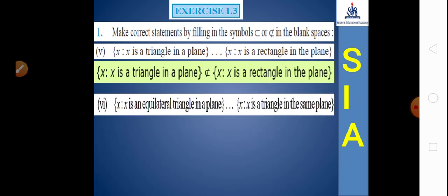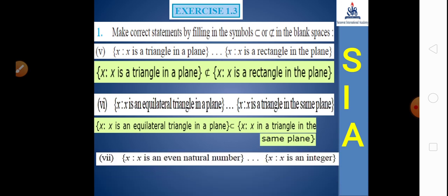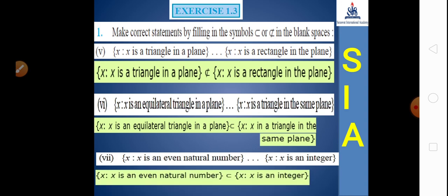Sixth, an equilateral triangle, and next given, a triangle in the same plane. Here also I easily judge that my answer is a subset, because an equilateral triangle is present in any triangle. But if the question were given in reverse, the answer would be not a subset. Next, even natural numbers. You know that even natural numbers 2, 4, 6 are integers. Yes, definitely my answer is a subset. Next.